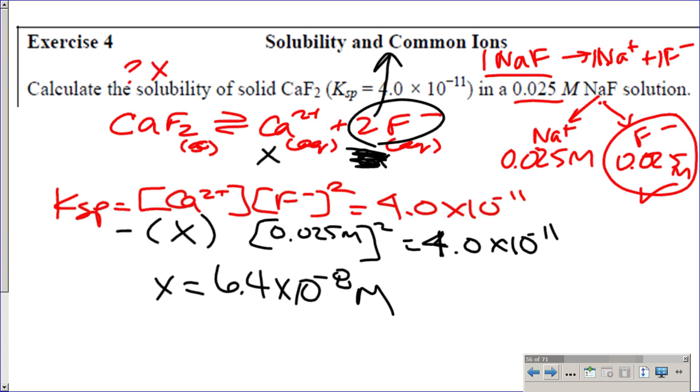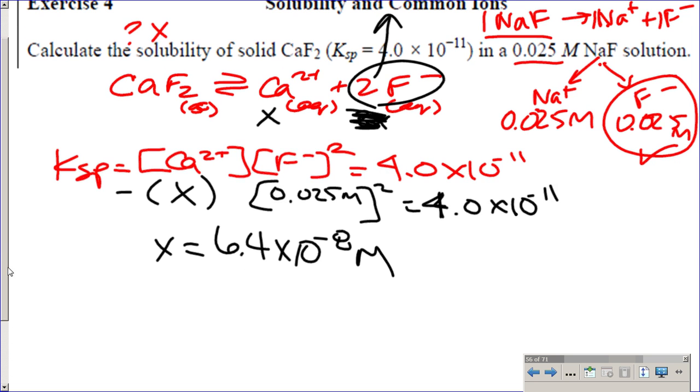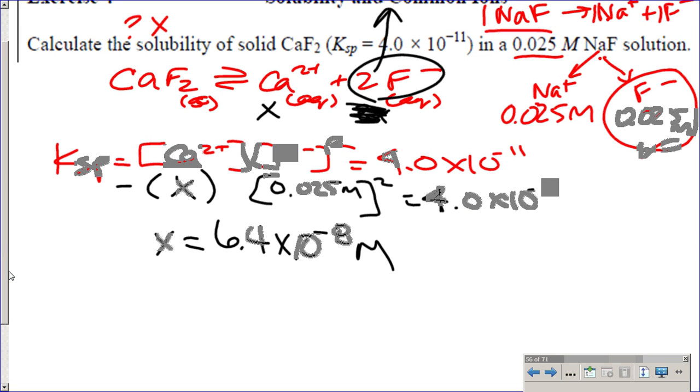When you solve for X, please put a unit on it. When you put K's in there, no problem, no units, no issues. But for X's, or for whatever you're solving for, like molarity, put molarity on it. All right, so this number is lower than what it would be if it wasn't in that sodium chloride solution. How are we on that one?